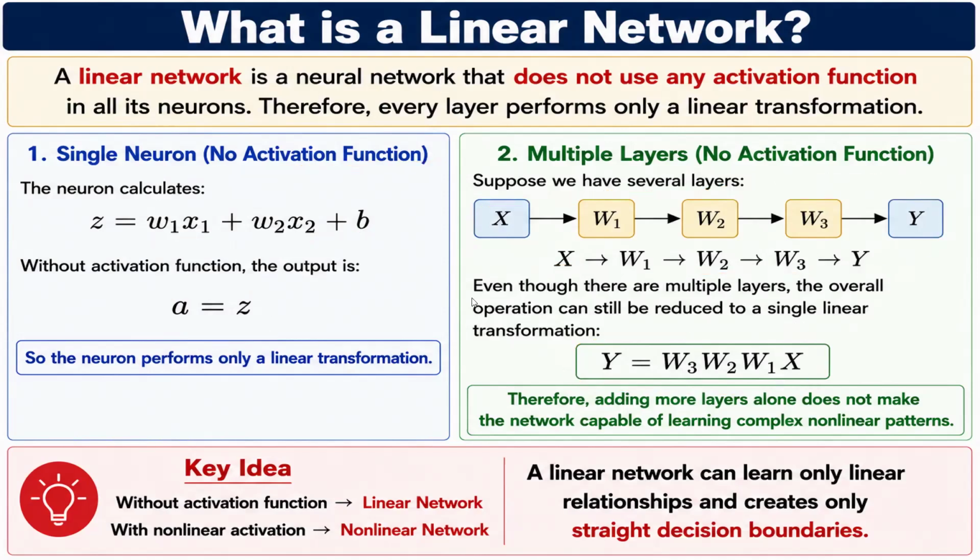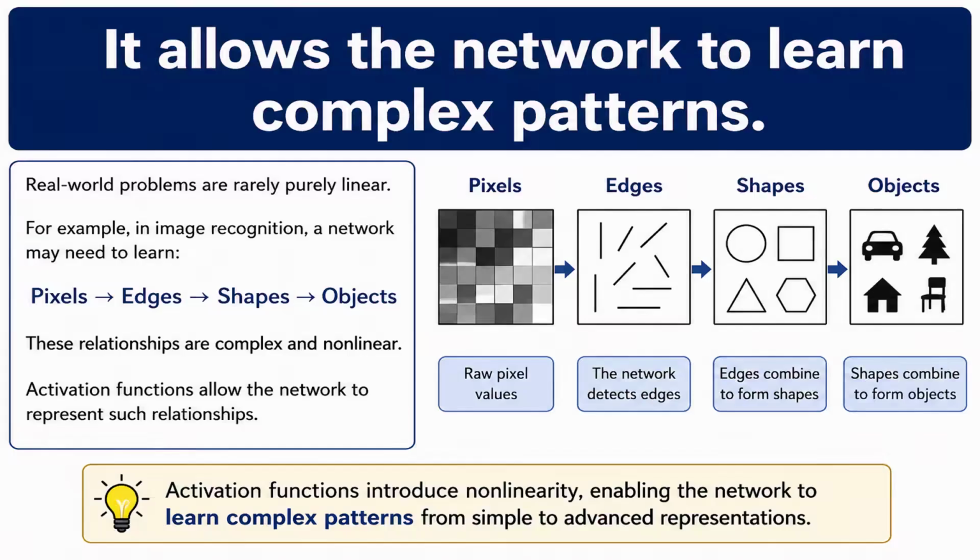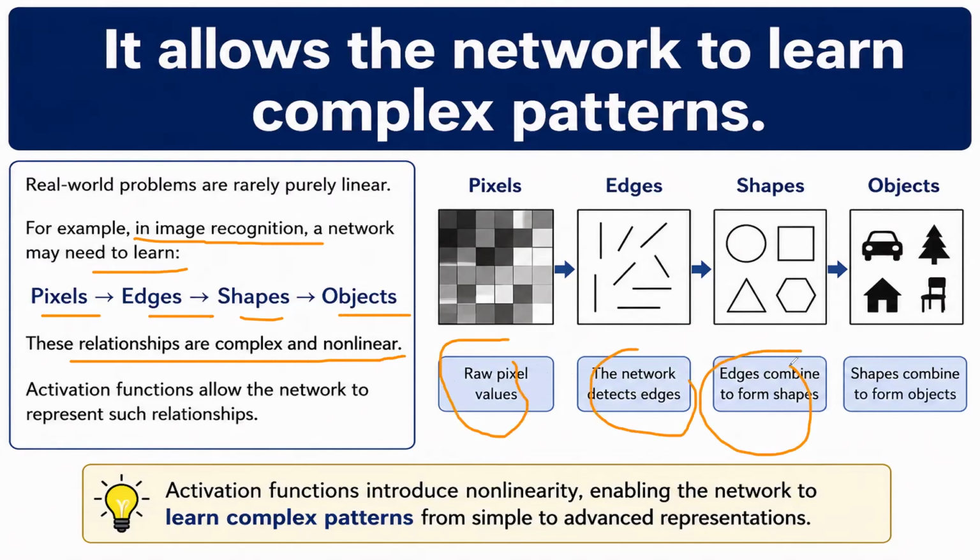That's why the activation function is required. It allows the network to learn complex patterns. Suppose there is the example of image recognition. A network needs to learn first pixels, then edges, then shapes, and then objects. These relationships are complex and non-linear. First the pixels are identified, then edges are identified, then they are combined into shapes. So how is it possible? It is possible through the activation function.